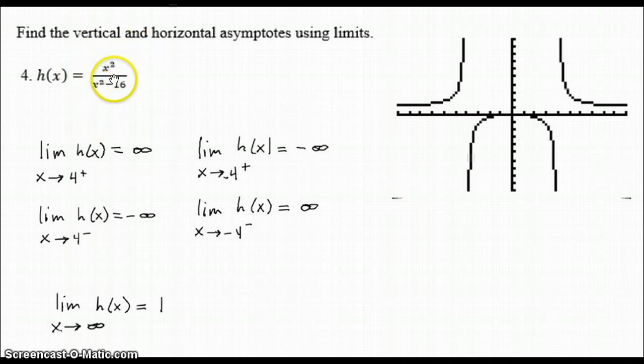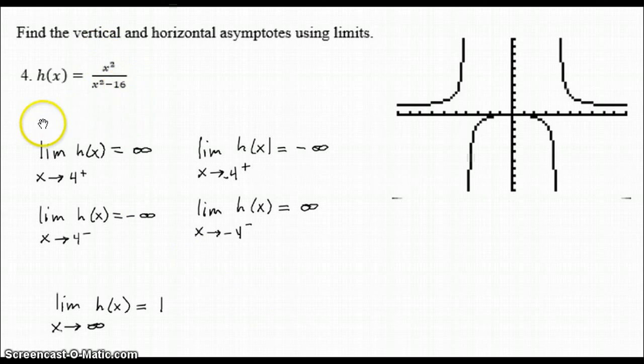They have the same degrees, so they all cancel out to give a 1. You have a horizontal asymptote at 1. As x gets bigger and bigger and smaller, overall your y value is just going to approach a 1. Now the vertical asymptotes are where we have division by 0.